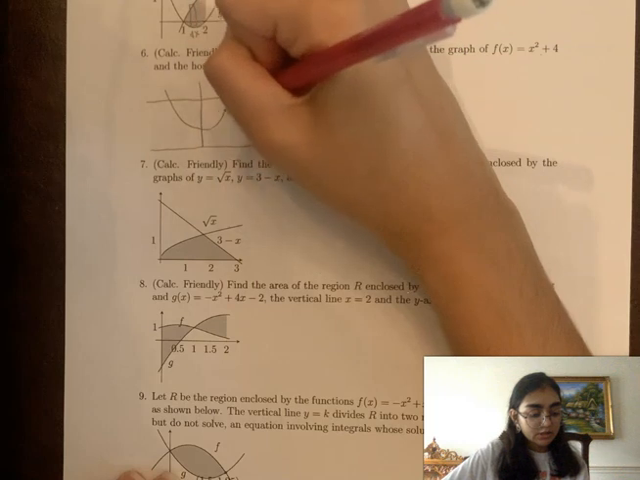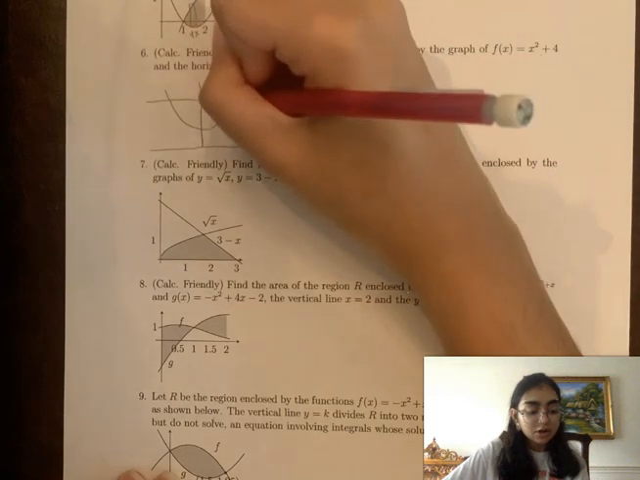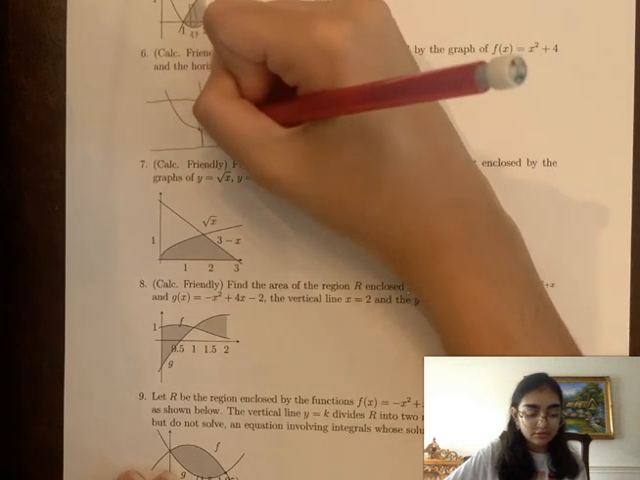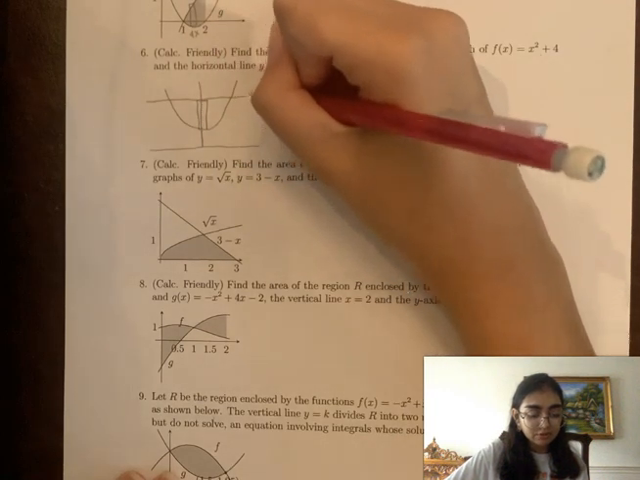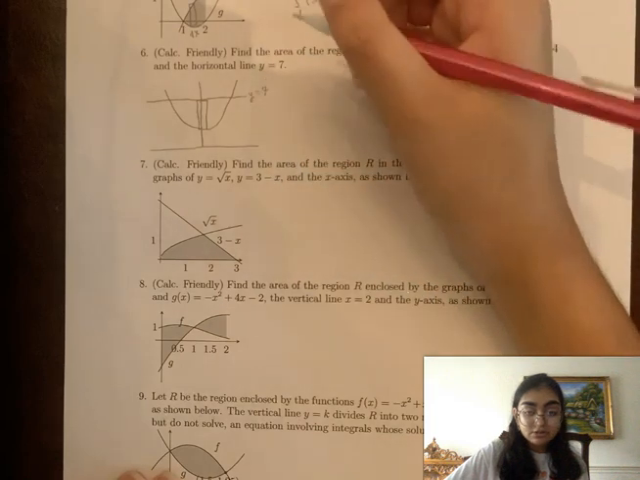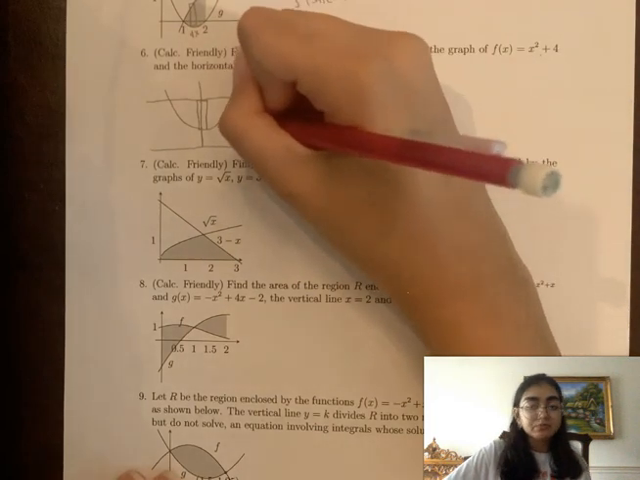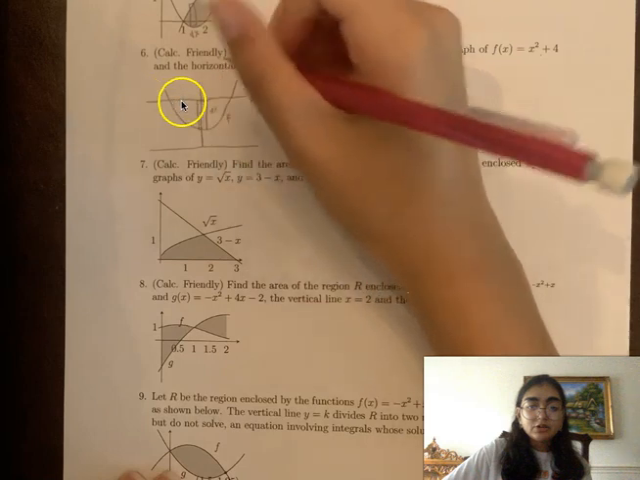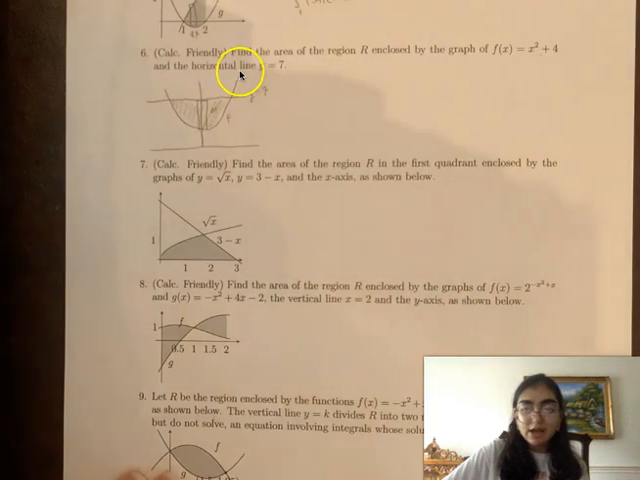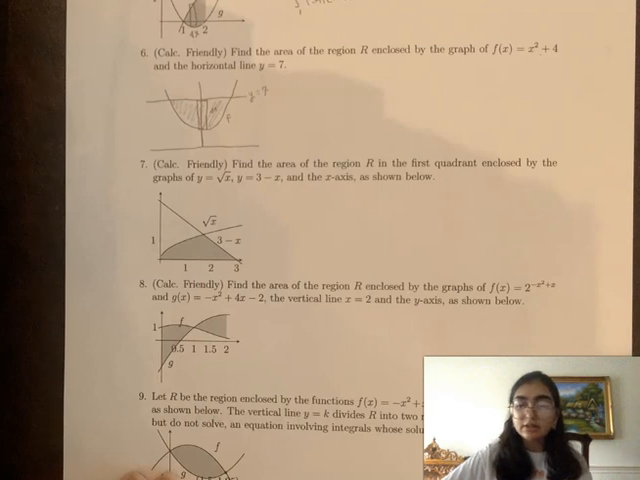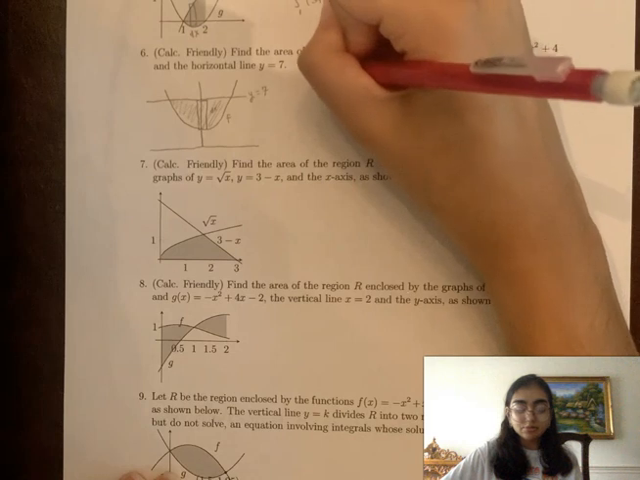So the region R, which we're trying to find the area of, is enclosed by the graph f of x equals x squared plus 4 and the horizontal line y equals 7. As you can see, up here is my horizontal line y equals 7, and here is my parabola that represents x squared plus 4. Now we do still need to find our intersection points for this integral since we're not given them in the problem.